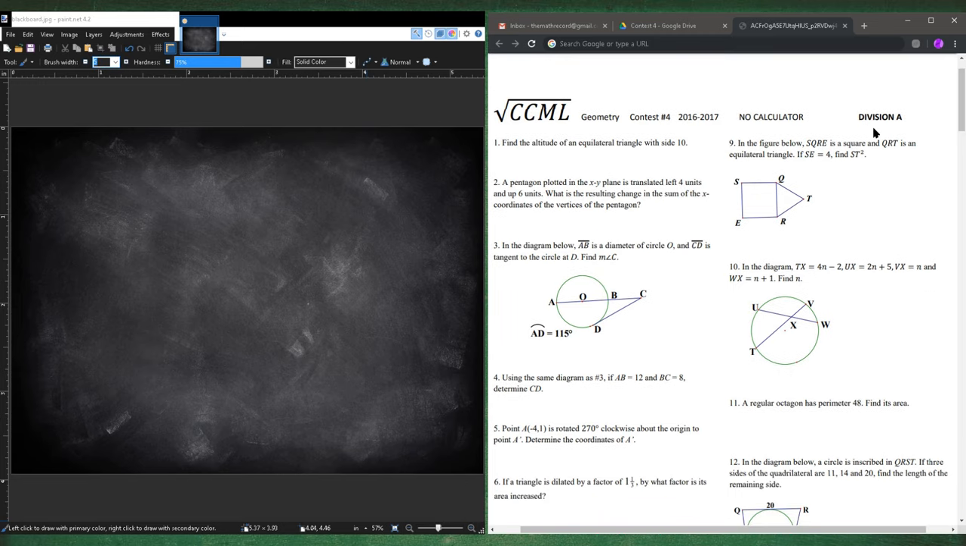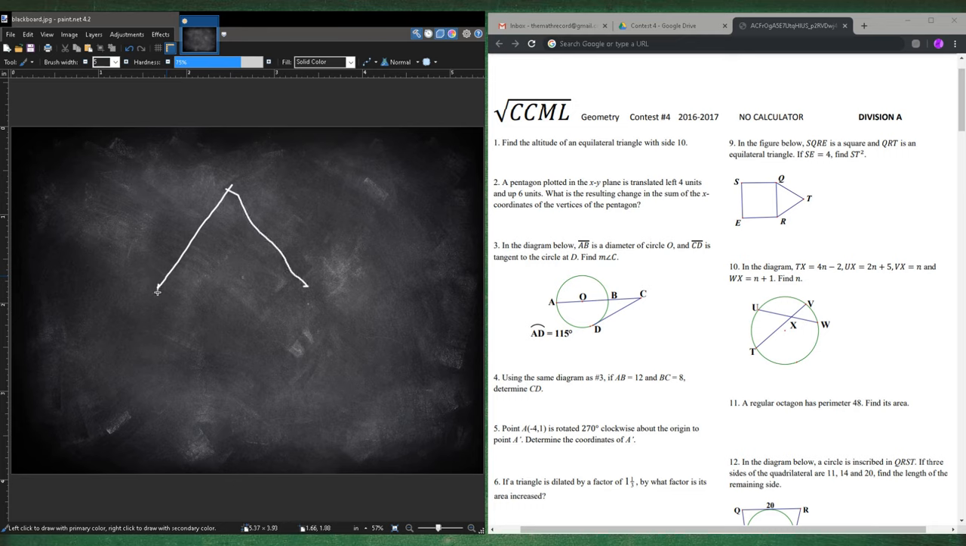Okay, question 1. Find the height of an equilateral triangle with side 10. So basically, we have an equilateral triangle and all 60 degrees. But an equilateral triangle also has all sides the same length, so it's all 10. If you cut this right here, this bisects it. So you get a 5 and a 5, and that makes a right triangle because that's the height. So the height is also the leg, so you could just use the Pythagorean theorem. So 5 squared plus x squared is equal to 10 squared, where we'll call the height x.